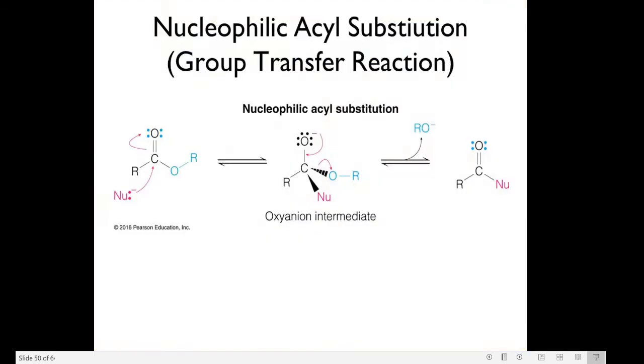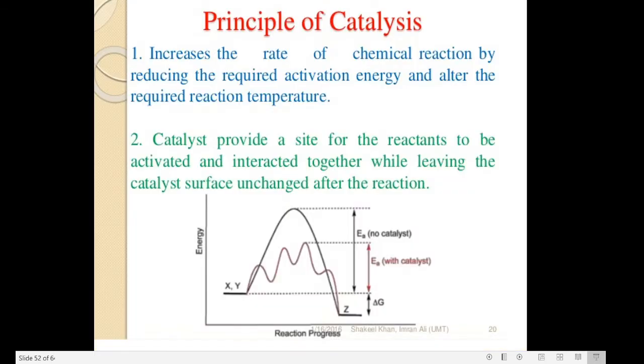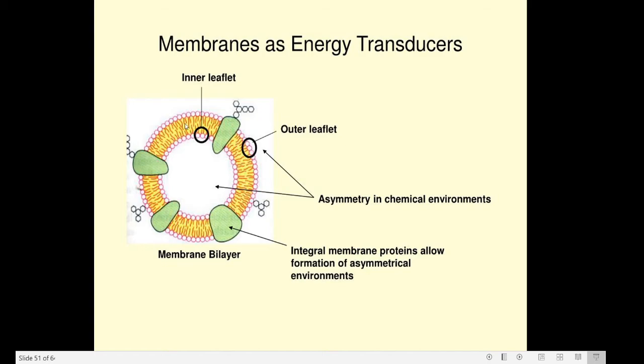That is the transfer between atoms. Here, transfer between the membrane. The membrane acts as an energy transducer, with the outer leaflet and inner leaflet. The membrane has integral membrane proteins and an asymmetric chemical environment.